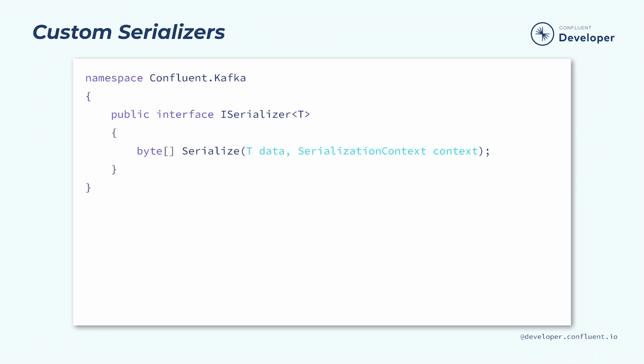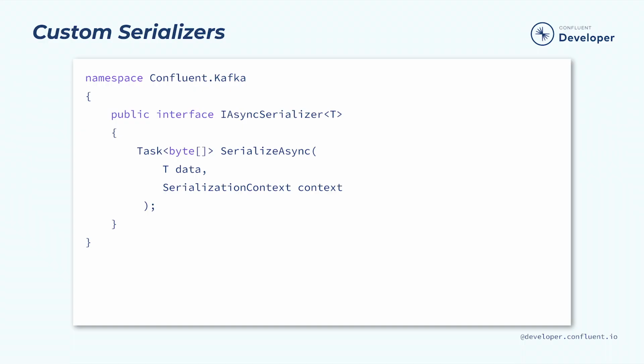Sometimes we need to serialize an object where none of the built-in serializers is appropriate. In this case, we can create our own serializer by implementing the ISerializer interface. We will then be able to provide our own set of instructions for how to convert our object into an array of bytes. For complex types, such as JSON or Avro, it's often desirable to perform the serialization in an asynchronous fashion. To do this, we can leverage the IAsyncSerializer interface instead. This may allow our system to make better use of resources such as threads and CPU. The built-in serializers for JSON, Avro, and Protobuf all use this interface under the hood.